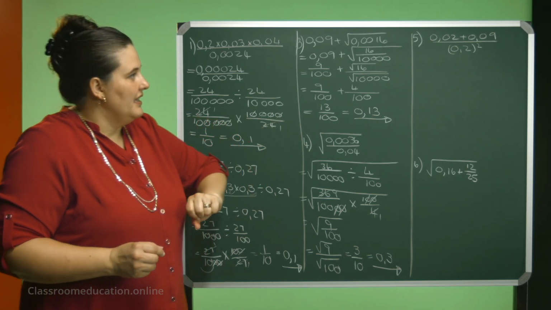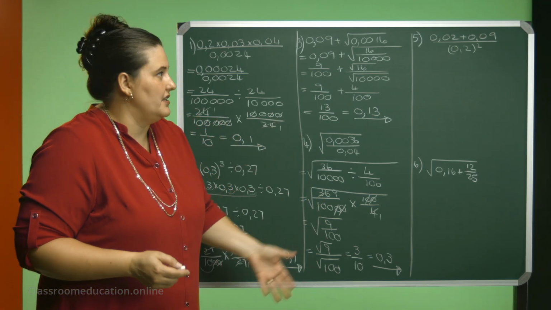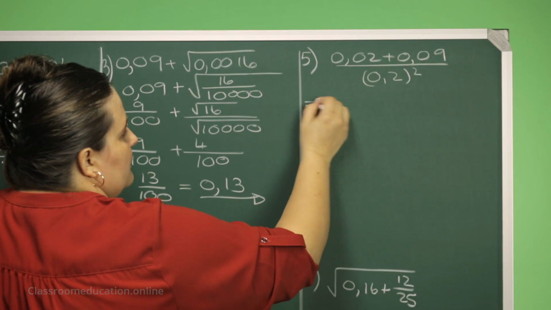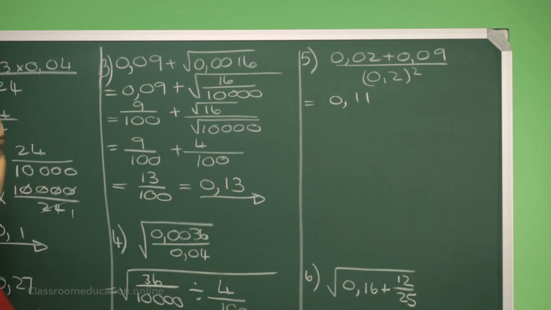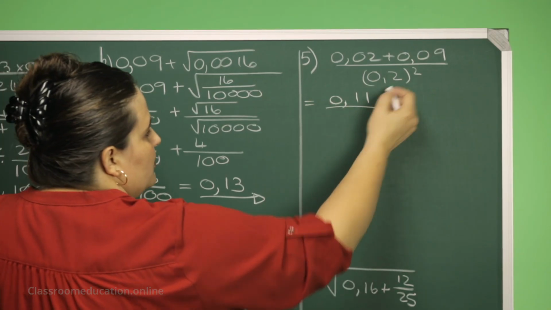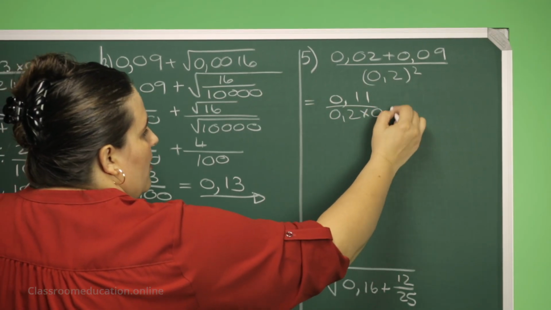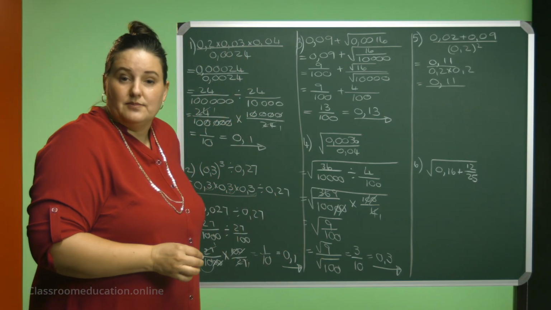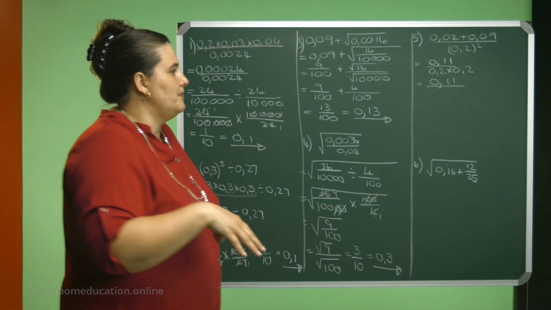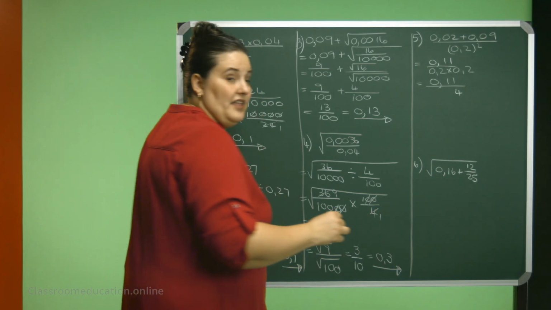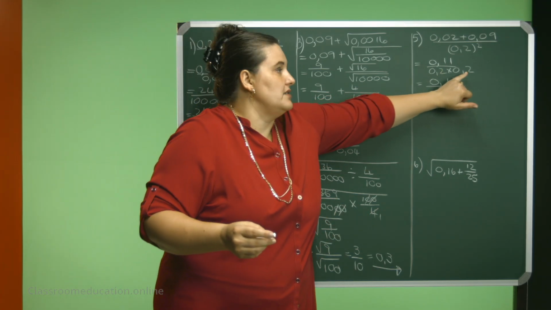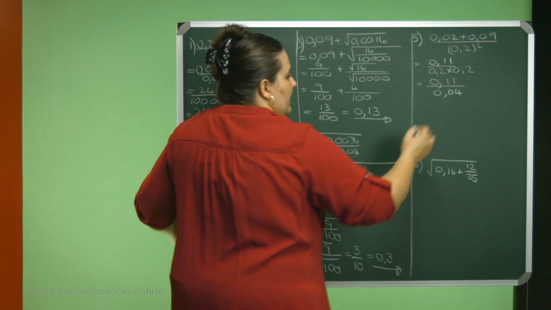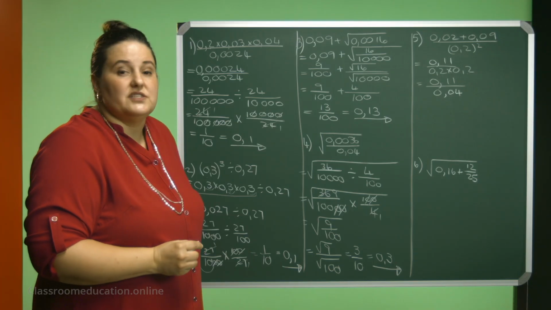Number 5. 0.02 plus 0.09 divided by 0.2 squared. I can add that immediately. So that will be 0.11. Okay? Now, 0.2 squared is 0.2 times 0.2. So I will have 0.11. What is 0.2 times 0.2? Ignore the commas, multiply the 2. So 2 times 2 is 4. Put back the commas where the same amount of decimal places that there were in total. So it's 1, 2, comma. Okay, so I have 0.11 divided by 0.04.